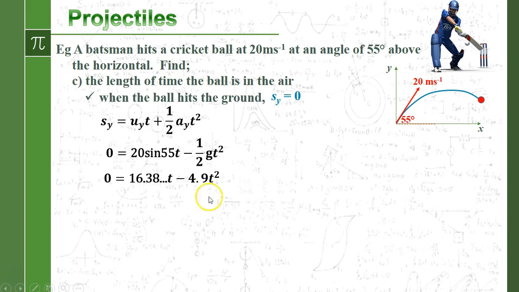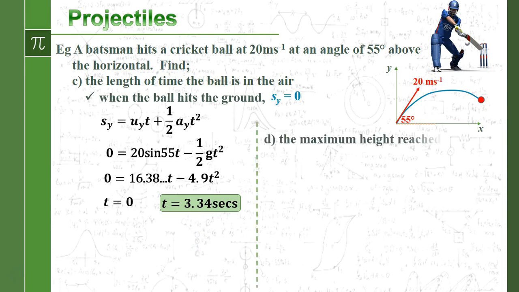So what I've done is take the 20 sine 55, that's the 16.38. And now we're going to get two values from there. The first one is when t equals 0, and that's the point at which the ball has been initially hit, and the one that we're interested in, which is t equals 3.34 seconds, and that's when it hits the ground again. Right, there's the length of time it's in the air. That's that bit done. Let's go on.